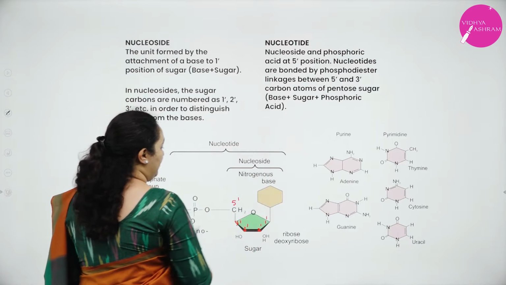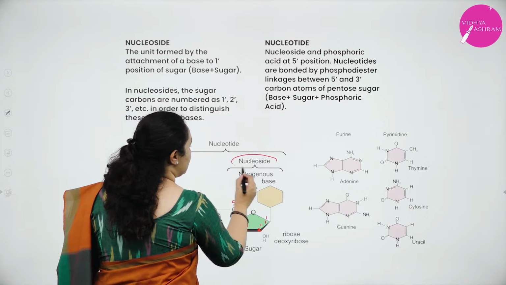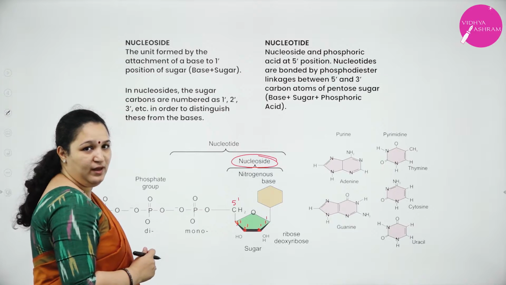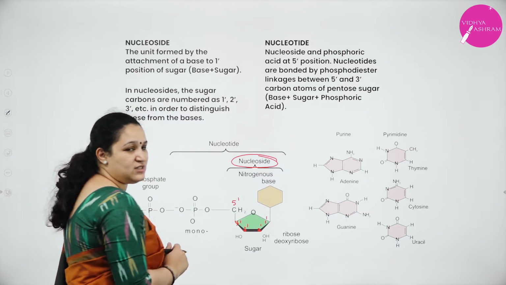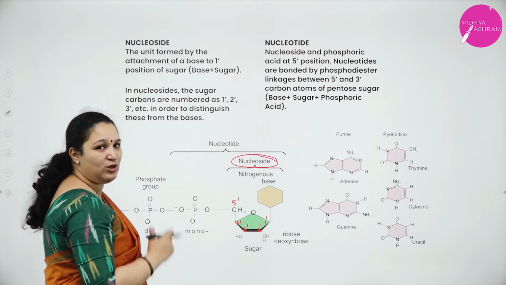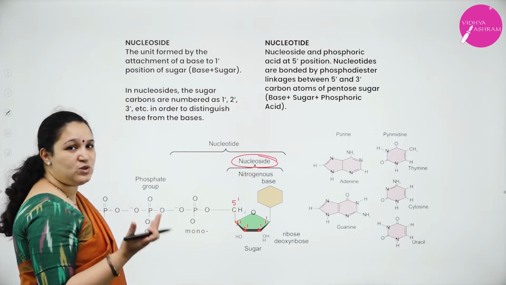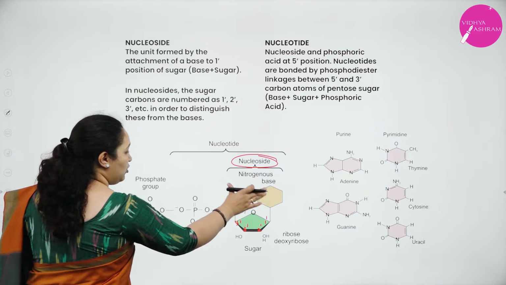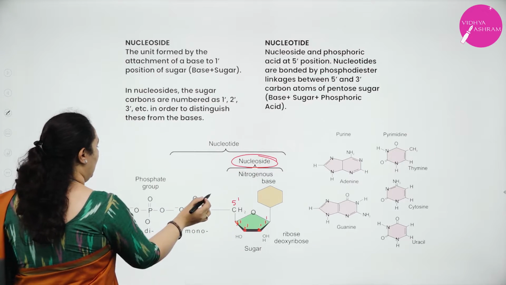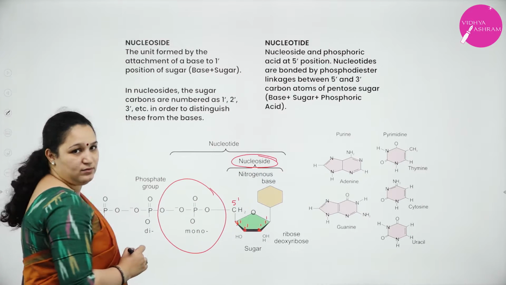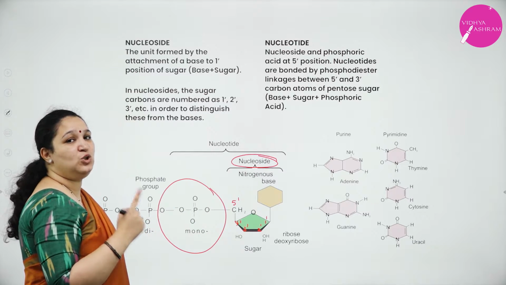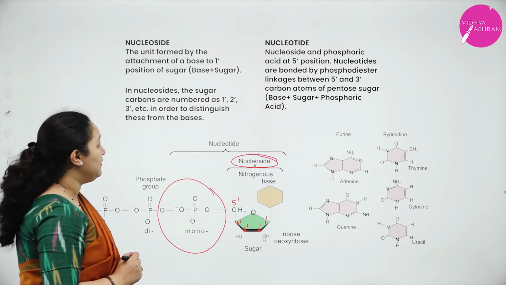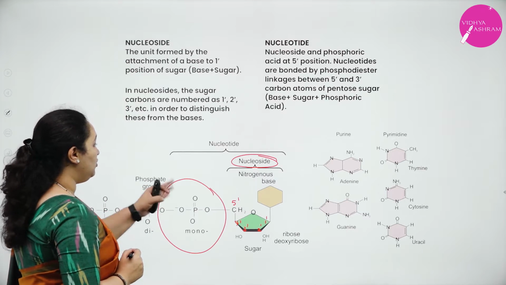Sugar with the nitrogenous base is called a nucleoside. Okay, you have the nitrogenous base on one side; you can just remember it that way, only on one end you have the base, then we call it a nucleoside. For the nucleoside, if a phosphate group is added at the 5 prime position, we call it a nucleotide. Okay, so what is a nucleoside?